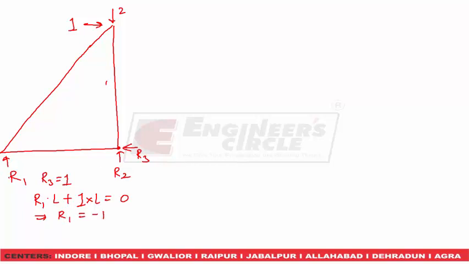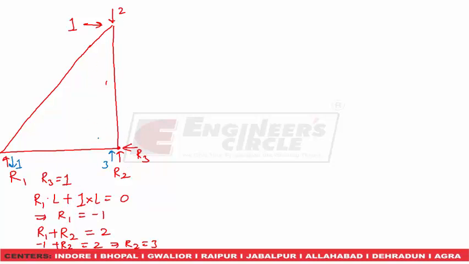Since R1 is minus 1 and R2 is in vertical upward direction and this is vertical load in downward direction, that is 2. So applying summation Fy equal to 0, we will get R1 plus R2 equal to 2. R1 is minus 1 plus R2 equal to 2, which implies R2 equal to 3. So this is 1 downward R1, R2 is 3 upward, this is 1 and this is 2.